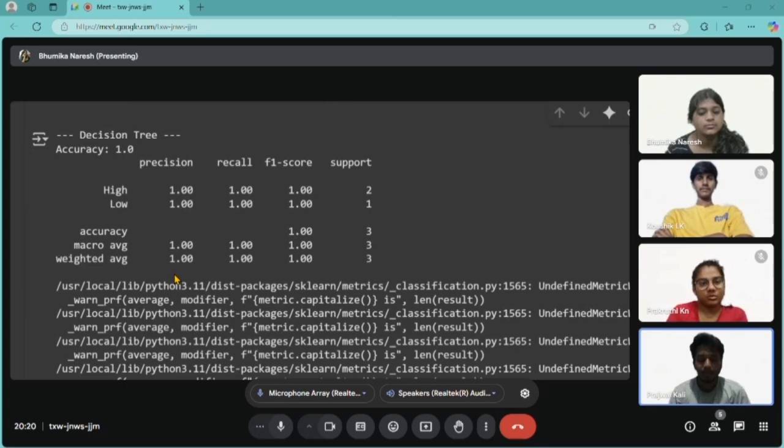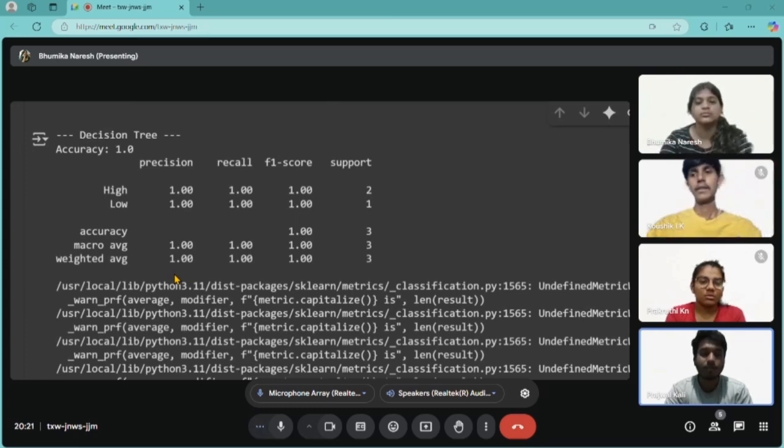Next, the summary of this output is we tested three models, KNN, Naive Bayes, and decision tree, to predict how much customers spend: low, medium, or high. Our test data had only three people, which is very small. Next, results. KNN got 2 out of 3 predictions right, that is 66.7% accuracy. It only predicted the high category correctly. Next, it failed to predict the one low customer.